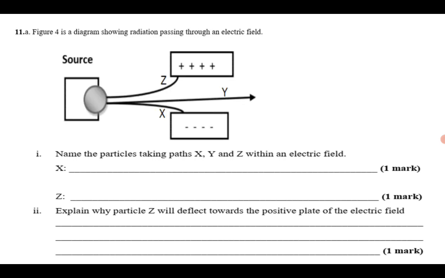Welcome to number 11. Number 11 is about this figure here. Figure 4 is a diagram showing radiation passing through an electric field. So we have radiation, we have an electric field here between two plates. This plate is positive, this one is negative. So the electric field is between these two plates, and the radiation is passing through. Name the particles taking paths X, Y, and Z.